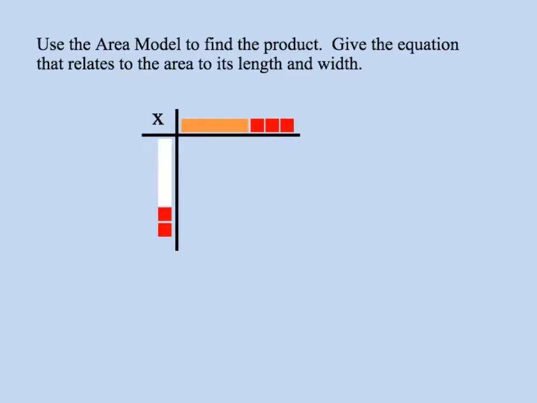Now why don't you try this example on your own? Grab a piece of paper and copy this down. I want you to use the area model to find the product. Once you've found the area, give the equation that relates the area to its length and its width. Pause the video and take your time.